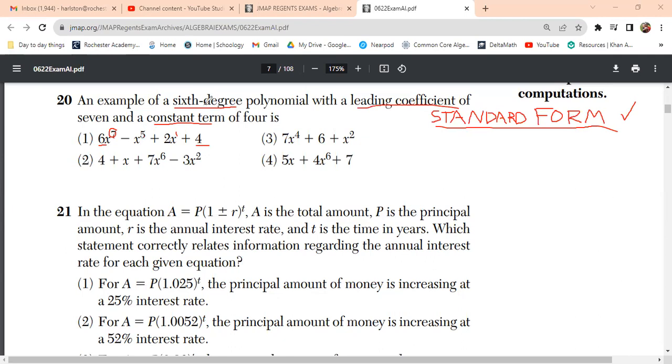We're looking for a 6th-degree polynomial, and this is a 7th-degree. We're looking for a leading coefficient of 7, and this is 6. So these two have been switched. This is not the answer.